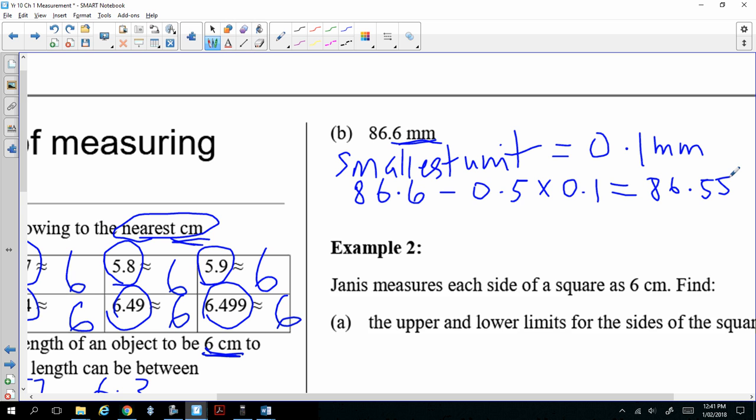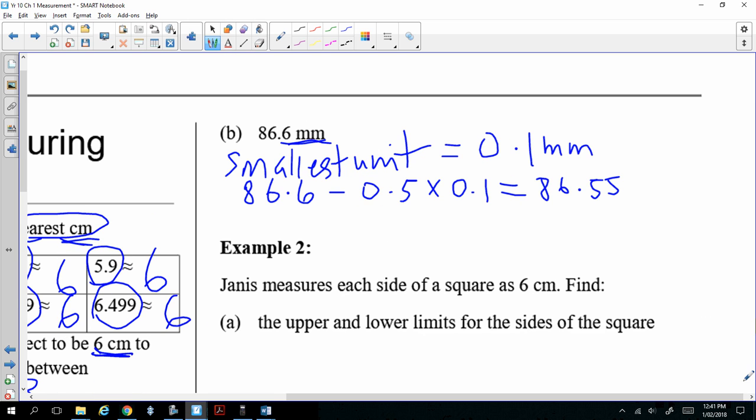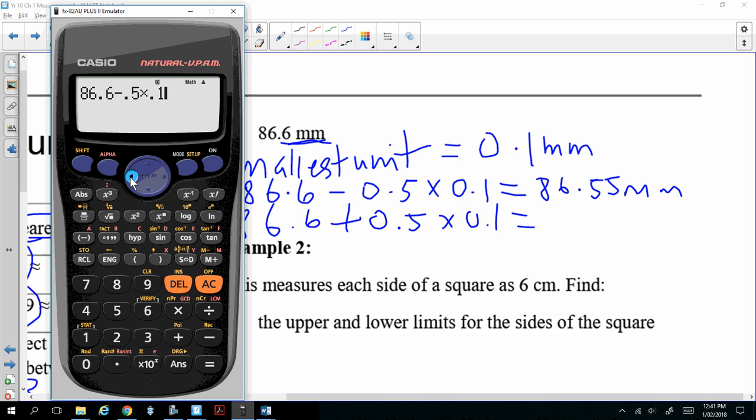And the other one will be plus. So 86.6 plus 0.5 times 0.1. All you have to do is go back, you don't have to type this again, change the minus to a plus, and press equals. You get 86.65.